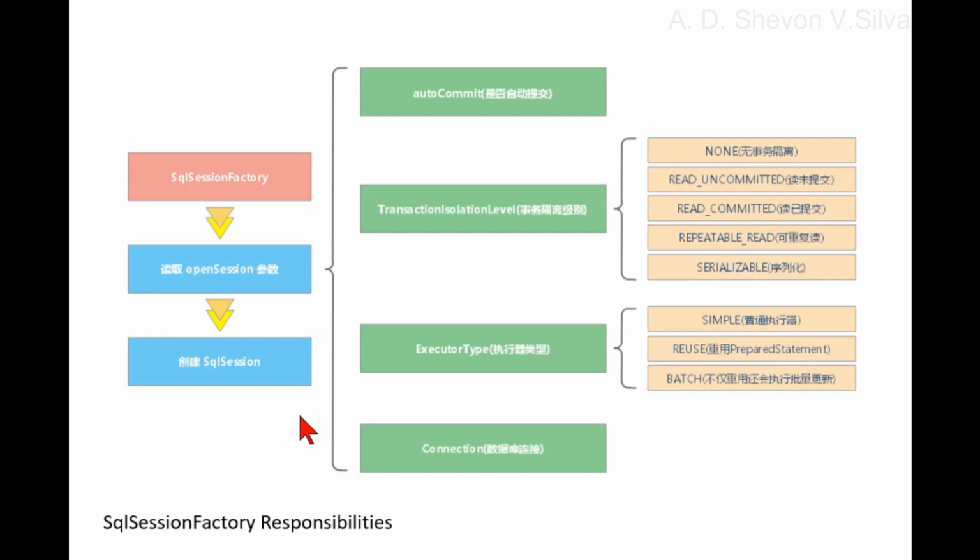SqlSessionFactory applies the factory design pattern, which provides a set of methods for creating SqlSession instances. Method description: the default openSession method has no parameters. It will create a SqlSession with the following characteristics.